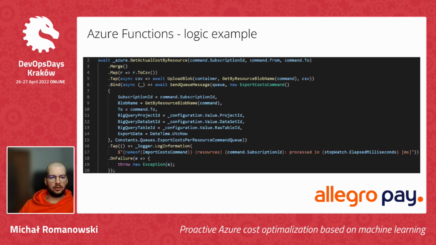Stepping even one step higher, we have the actual Azure Function logic, which is using this GetActualCostByResource method. Then we are merging all pages that came from the API. Then we are converting those pages to a CSV file. Then on line number 5, we are uploading this file to a blob service. And then we are sending a new message to a queue service, so that the next function is triggered.